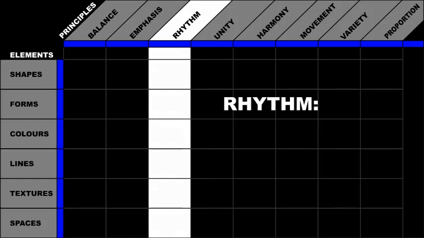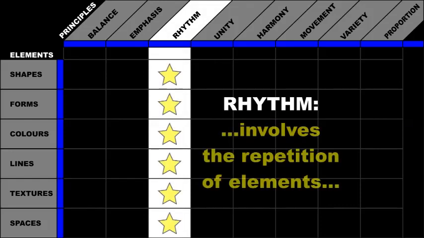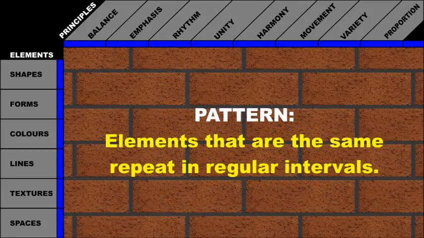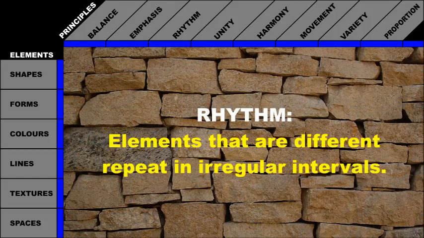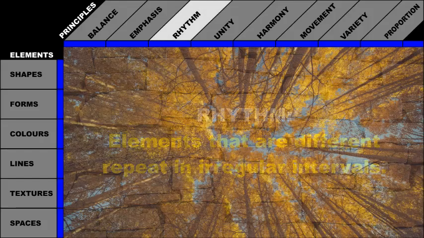Let's take a closer look at the principle of rhythm. Rhythm involves the repetition of elements and sometimes creates the illusion of movement. Let's compare rhythm with pattern. In a pattern, the same elements are repeated in regular intervals. In this brick pattern, the same rectangle with the same color and texture is repeated with the same space in between them. In this image of a stone wall, the stones are different sizes and have different colors. This stone wall is a rhythm.